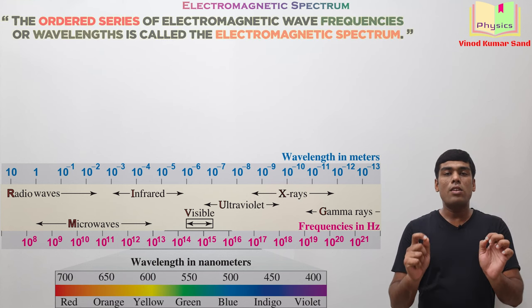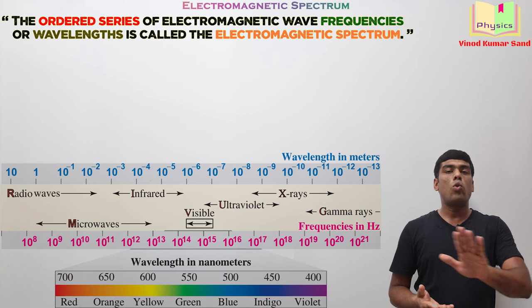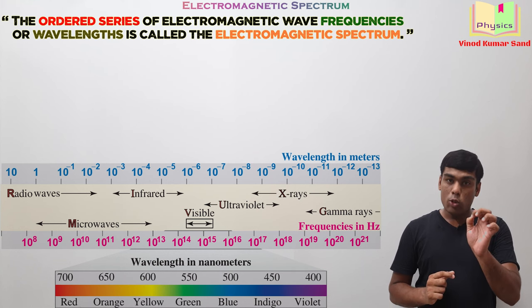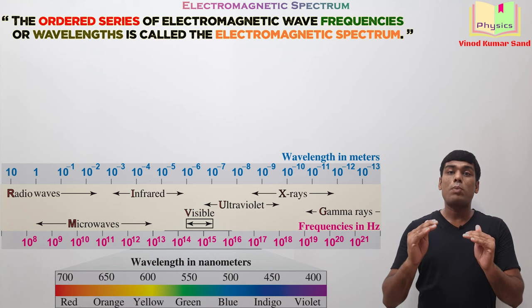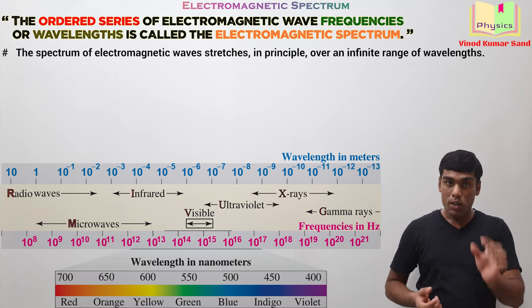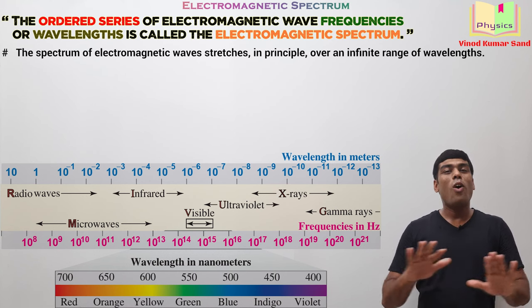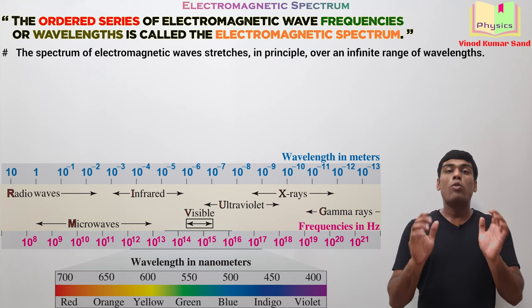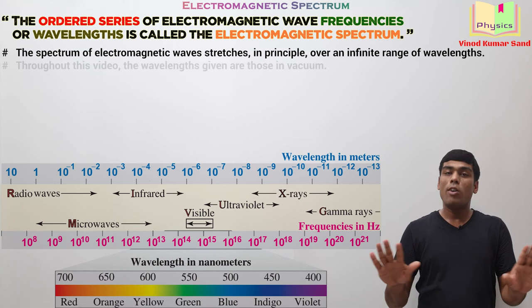The ordered series of electromagnetic waves by frequency or wavelength is known as the electromagnetic spectrum. And in theory, the range of wavelengths extends up to infinity. It means this spectrum is unbound. We can have electromagnetic waves of any frequency or any wavelength. Although, in this video, we'll be taking up electromagnetic waves in vacuum only.